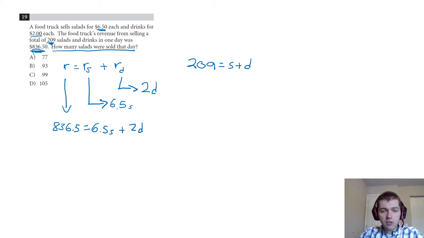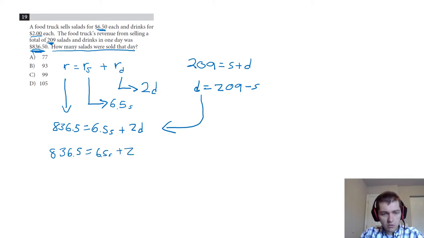Put that in terms of salads so that you can solve for drinks, basically. The number of drinks will be 209 minus the number of salads sold, and that can be plugged into your other equation. 836.5 is equal to 6.5S plus 2 times 209 minus S. Multiply through, simplify. You have 836.5 is equal to 6.5S plus 418 minus 2S.